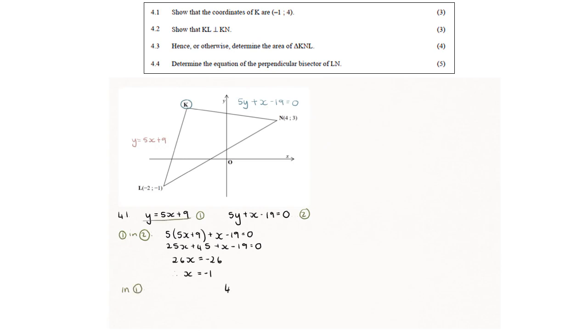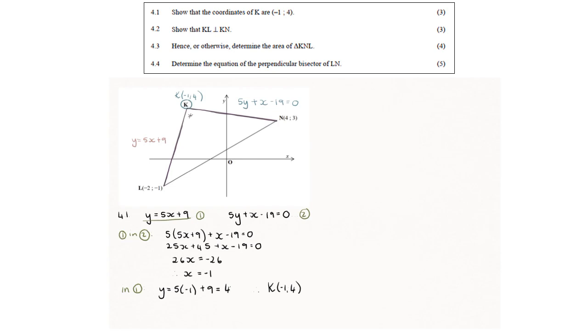Lastly, we put the value of x into equation 1 to determine the value of y. Then y is equal to 5 times negative 1 plus 9, and that gives us an answer of 4. So therefore, we've verified that the coordinates of K are (-1; 4). This question counted 3 marks. You get 1 mark for substituting y into equation 2, 1 mark for solving for x, and 1 mark for substituting x back into equation 1 to solve for y.